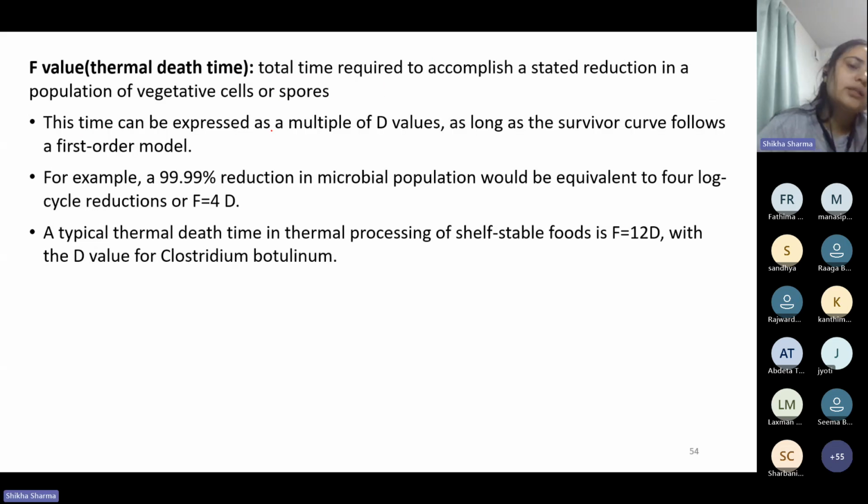So first let's understand what the F value is. The F value is thermal death time. It is also a time like D, but it is not the same as D. It is the total time required to accomplish a stated reduction. We say that from N0 to N we are decreasing our microorganism population, so how much time does it take? It is not like the D value, where we say that a 90% reduction is fixed. Here it is not fixed, but is stated in a population of vegetative cells or spores.